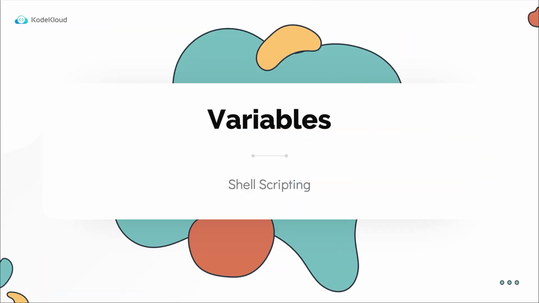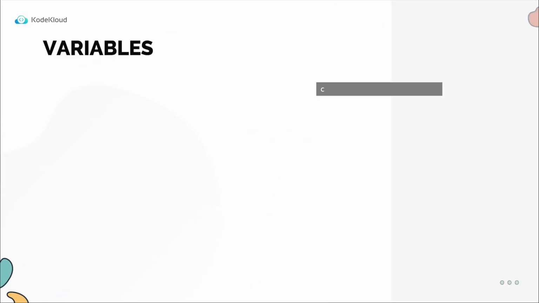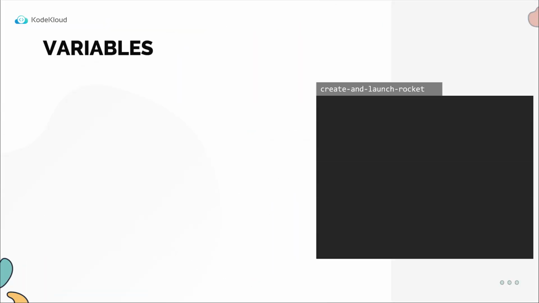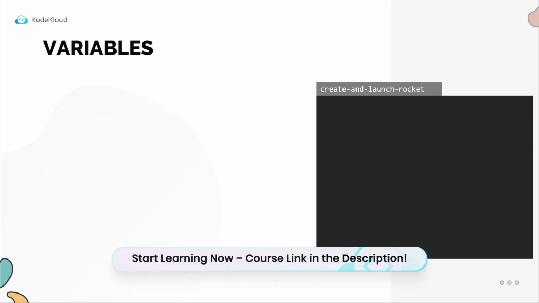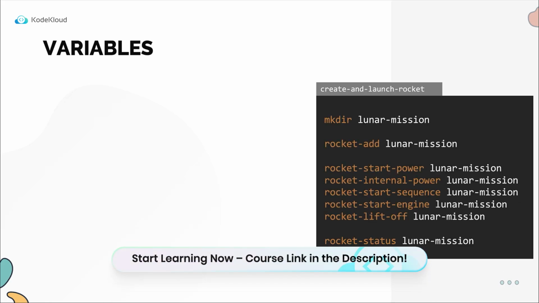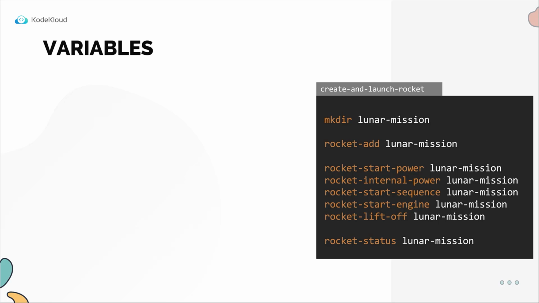Let us now look at variables in shell scripts. The script we developed performs all the steps we needed to do. However, we see that we have the name of the mission, which is lunar mission, hard-coded into each line in the script. Now that's not a good practice for multiple reasons.